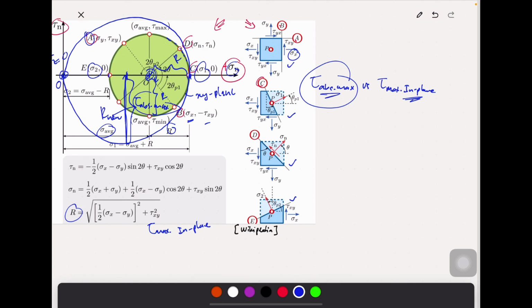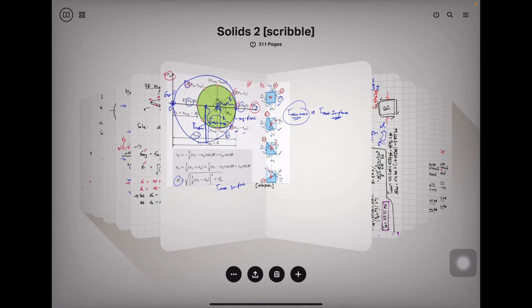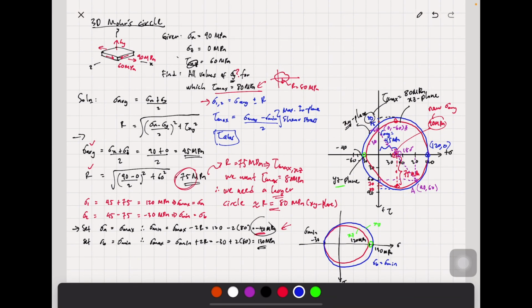So I think that's all for this three-dimensional Mohr circle. It is pretty much the same as the previous two-dimensional one, but by using the knowledge from there, we can strengthen the understanding of the Mohr circle.